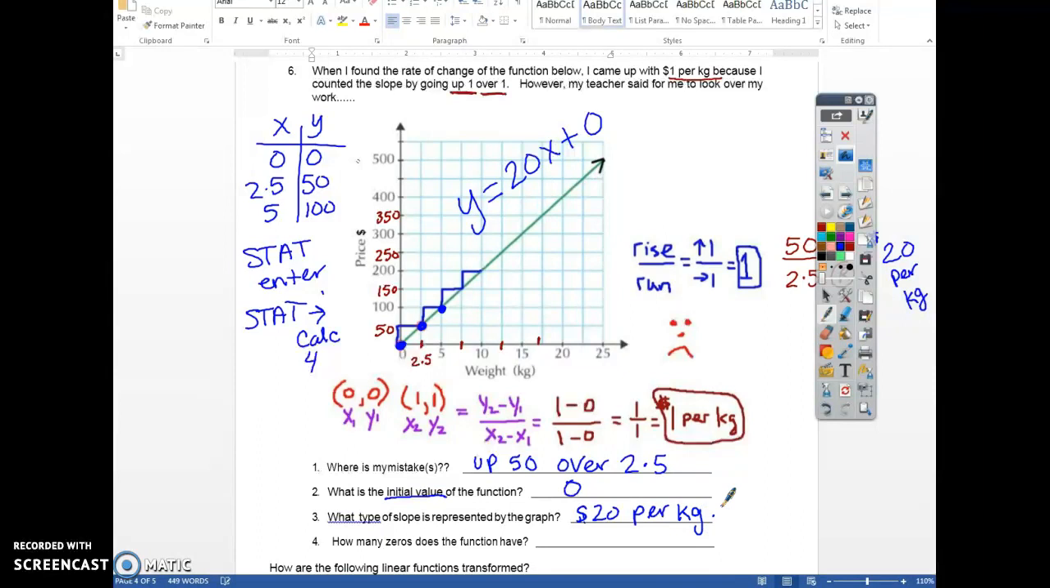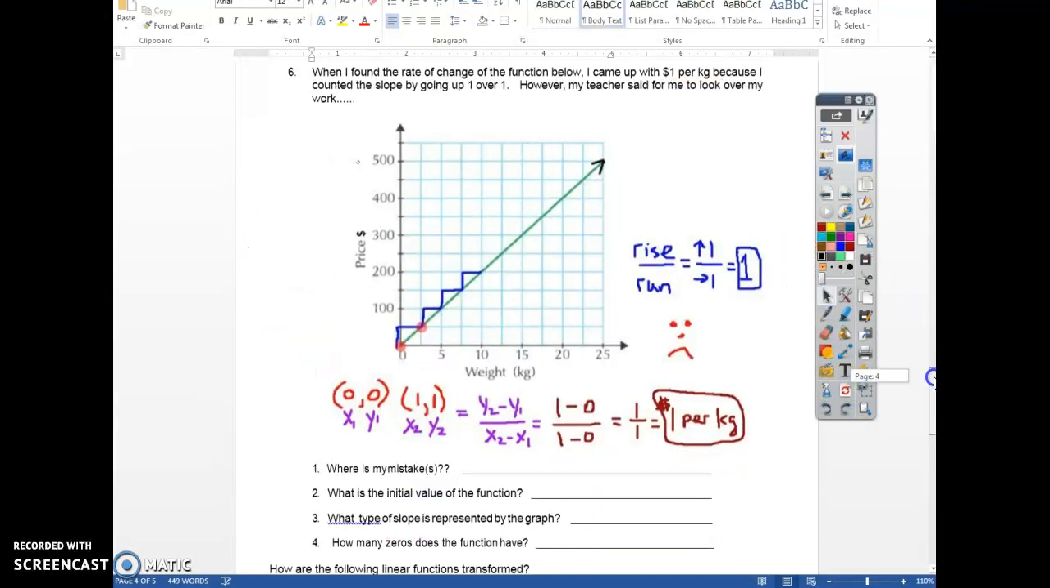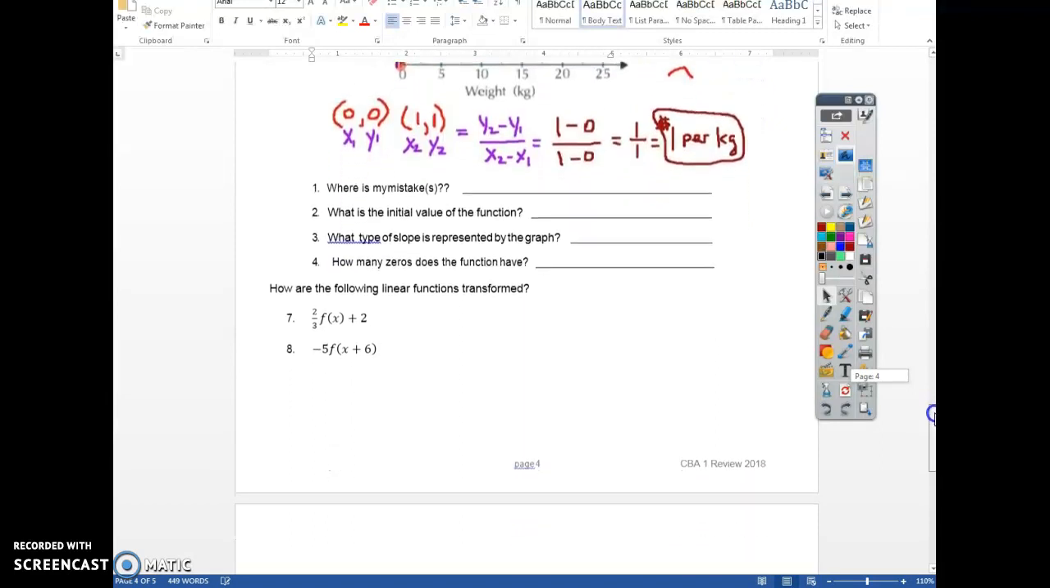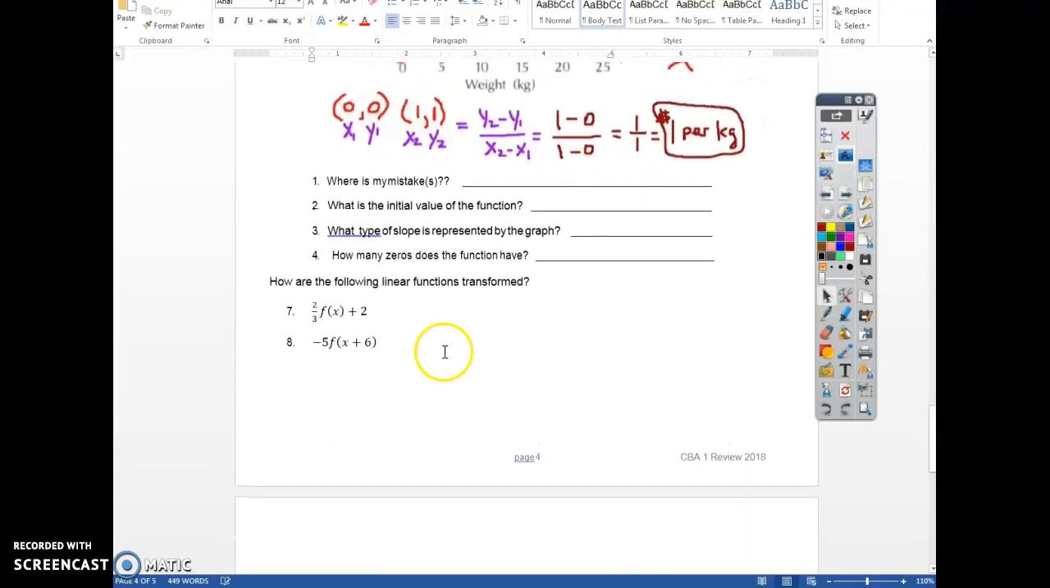And how many zeros does this function have? How many zeros? Remember, zeros means what? X-intercept. So how many x-intercepts do I see here? 1. There's only 1. Okay? At the bottom, you have a little bit of space. We're going to do this one on the next video.